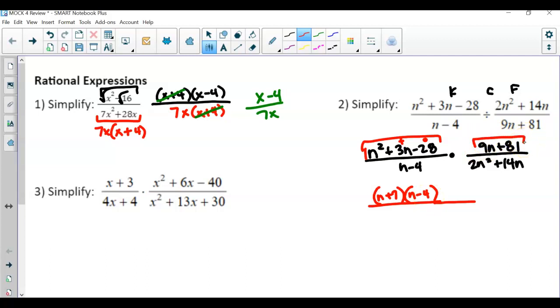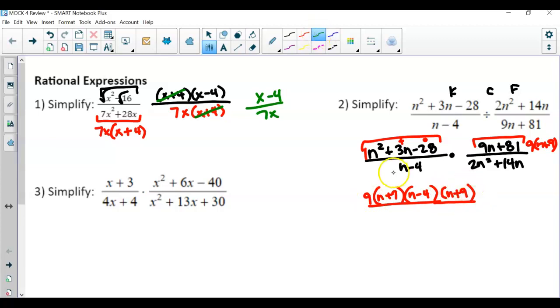Then here you have two terms. Now it's not a difference of two perfect squares, like the x squared minus 16. I have a GCF of 9. So I can take out a 9 here. They both don't have a variable, so just 9. 9 divided by 9 is 1n, and 81 divided by 9 is 9. So for the GCF, I'm going to put that out in front. Then here, n plus 9.